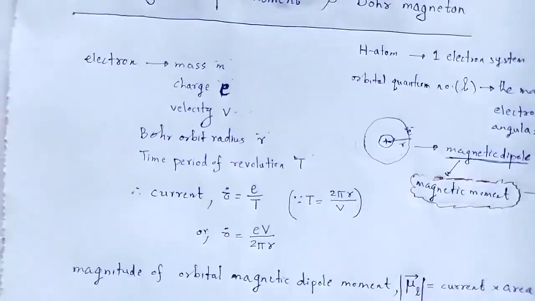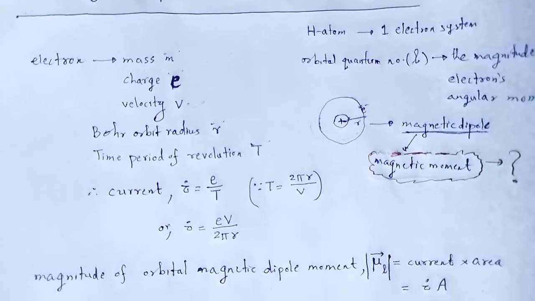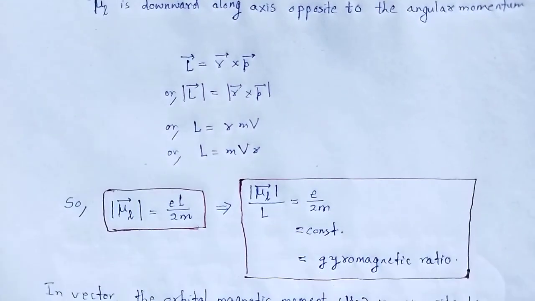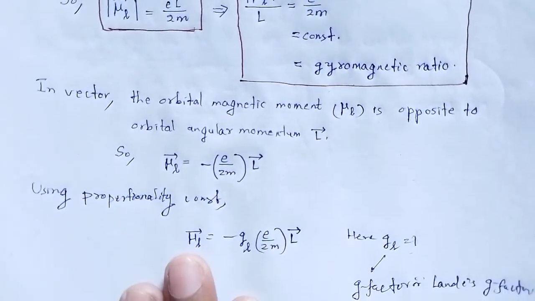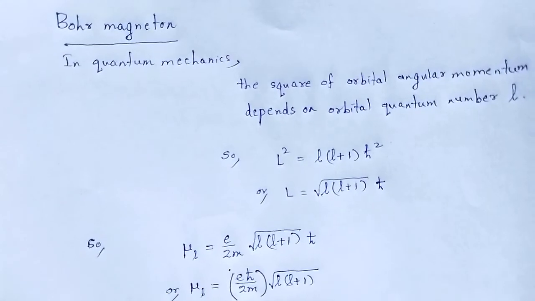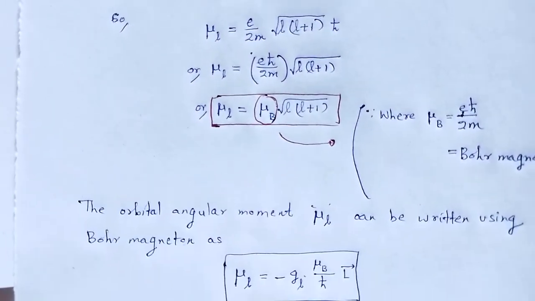So throughout this video lecture we studied what the orbital magnetic dipole moment and Bohr magneton are. This is the orbital angular momentum. Here is the Bohr magneton.